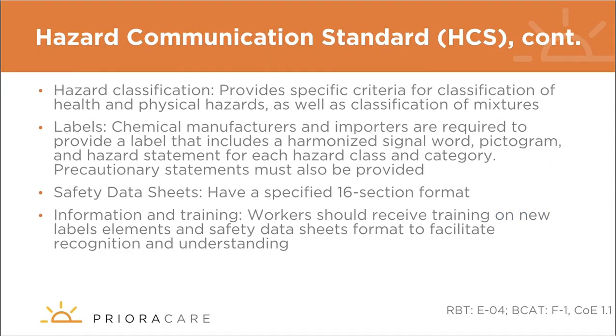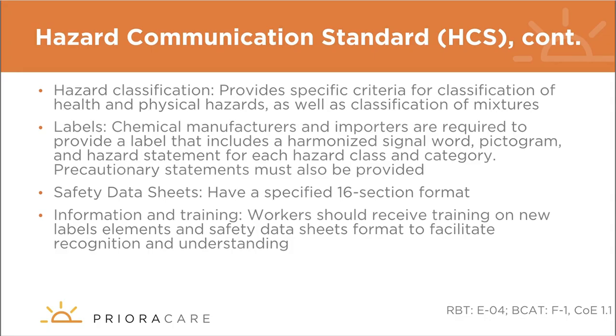Furthermore, the Hazard Communication Standard set forth a hazard classification system, which provides specific criteria for classification of health and physical hazards, as well as classification of mixtures. It also requires labels. For instance, chemical manufacturers and importers are required to provide a label that includes a harmonized signal word, pictogram, and hazard statement for each hazard class and category. Precautionary statements must also be provided.